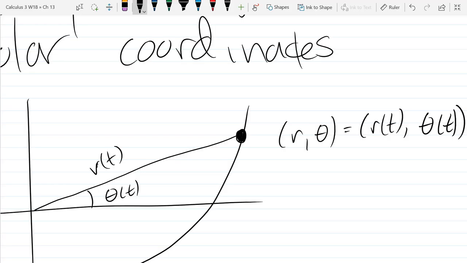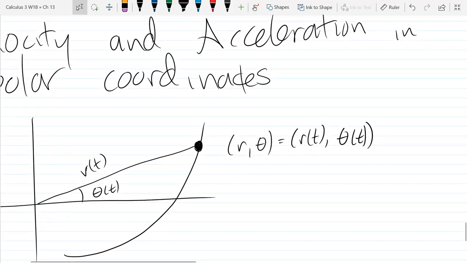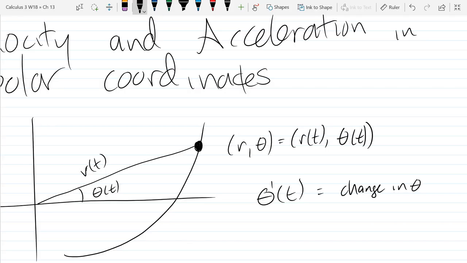So when we think about derivatives, it's going to have a very different effect. Let's think about theta first, the theta prime of t. So we know derivatives mean change in theta. So theta prime is going to be how much theta would change.